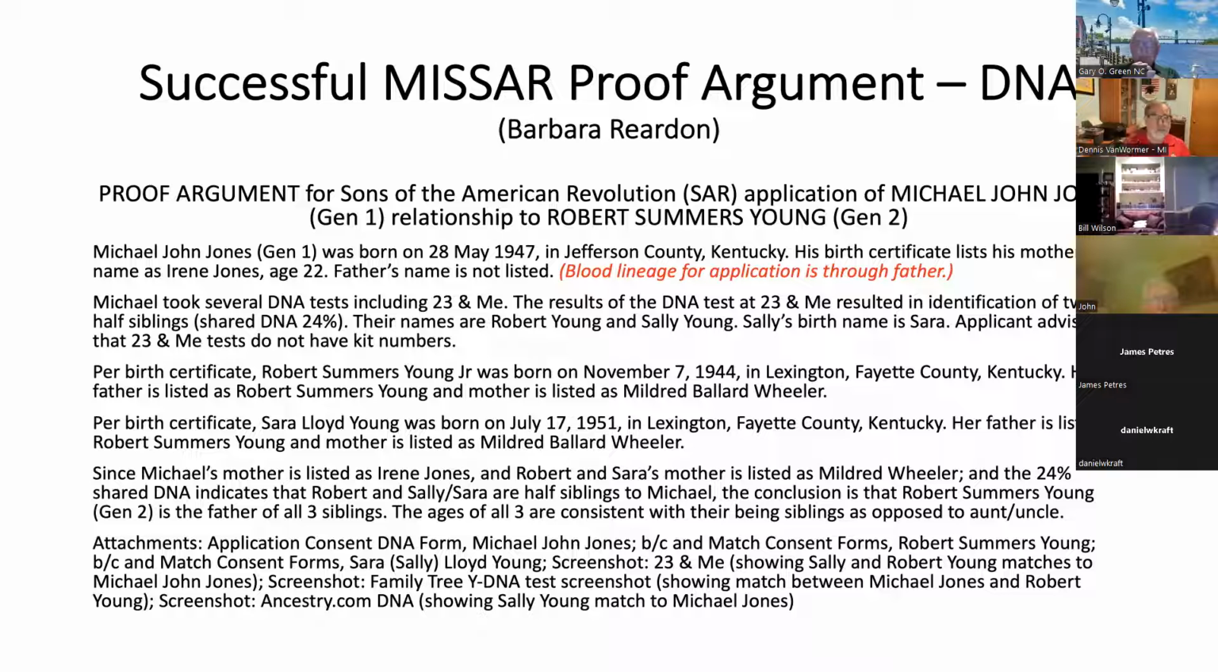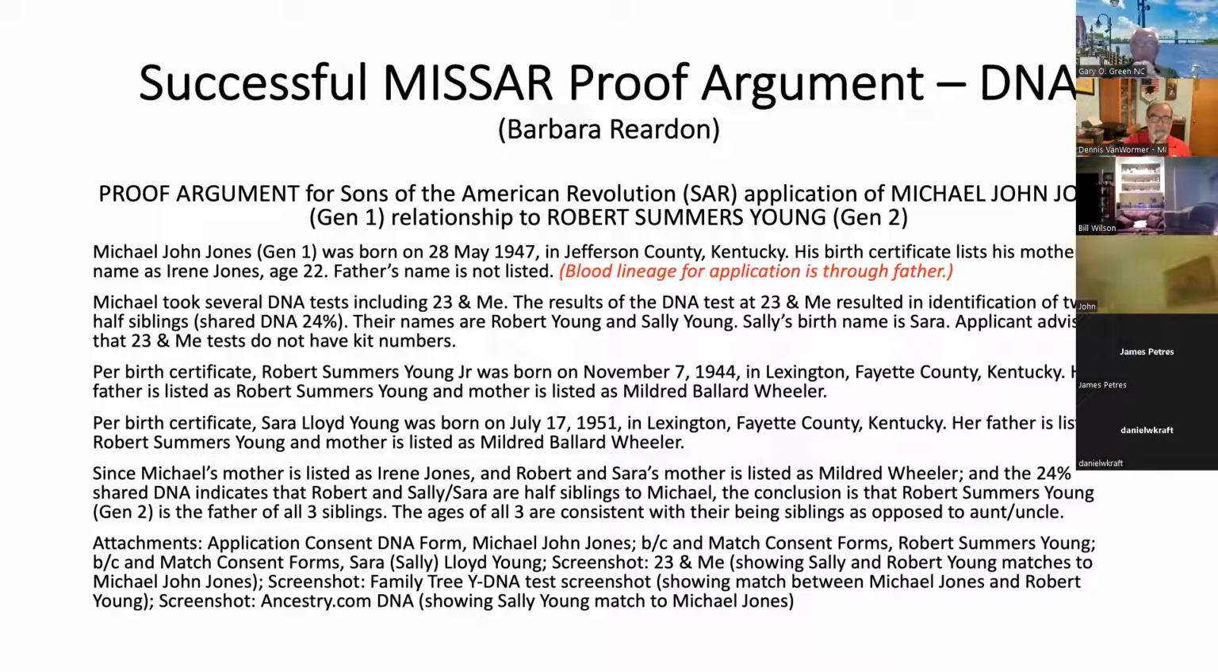Michael was born in 1947 in Jefferson County, Kentucky. His birth certificate lists his mother's name as Irene Jones. There was no father listed at all. But after he did DNA and stuff, he figured out he had a shot at an application, but it was through his father's lineage. So he took a number of DNA tests, including 23andMe, and he gets his results back from 23andMe, and they identified two half siblings, about 24% shared DNA. One was Robert Young, one was Sally Young or Sarah.